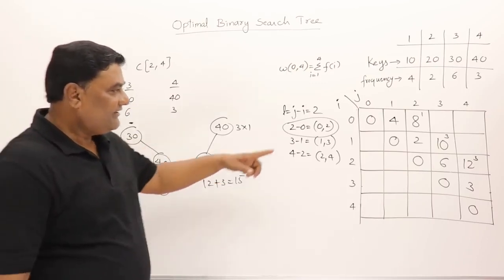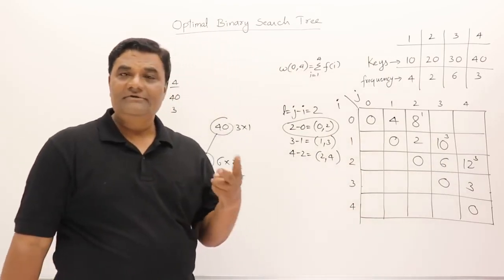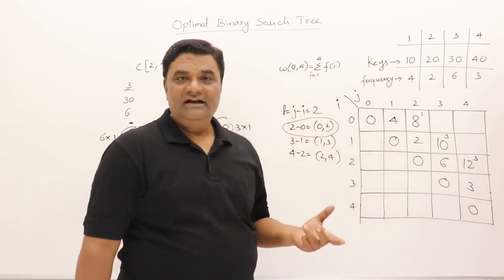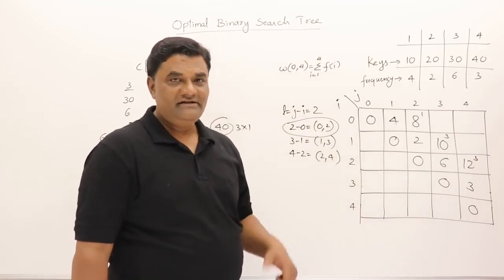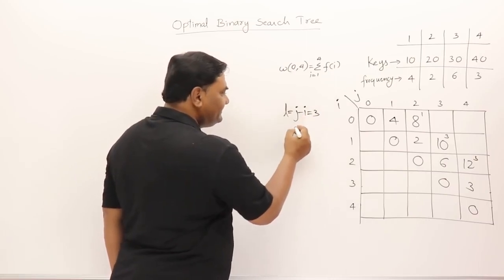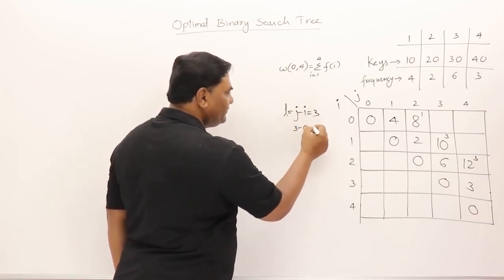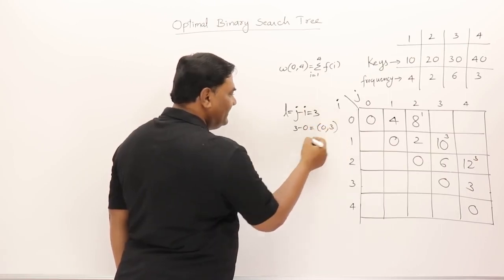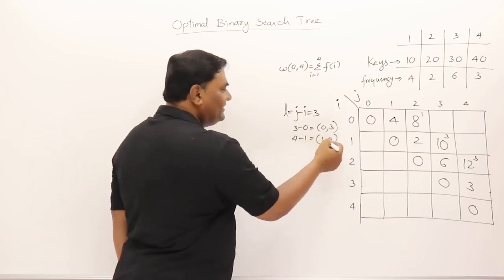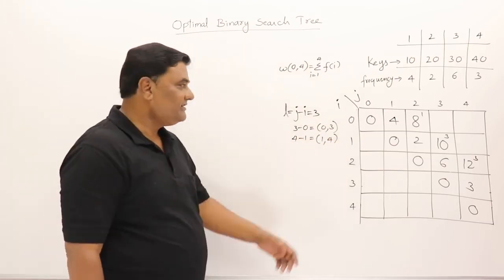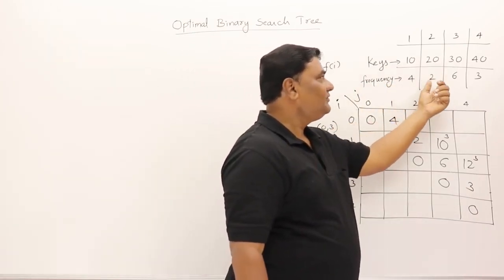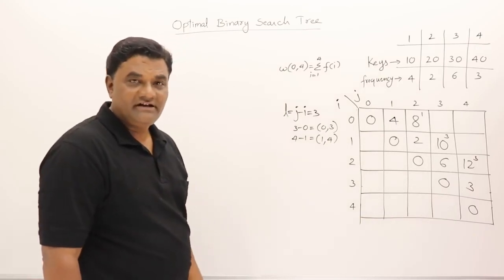So that's it. We have filled up this diagonal where every time we were considering 2 keys. Now we have to fill up this diagonal and we have to consider 3 keys at a time. Now j minus i equals 3. So what are the possibilities? j is 3 and i is 0, so this is 0 comma 3. And j is 4 and i is 1, so this is 1 comma 4. So these are the 2 possibilities. So I should consider the first 3 keys, and then that is 1 to 3 and then 2 to 4. So 3 I should select.